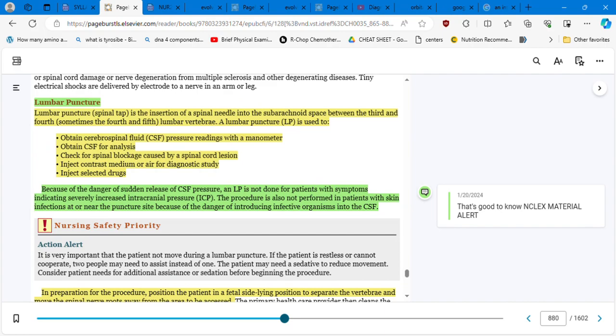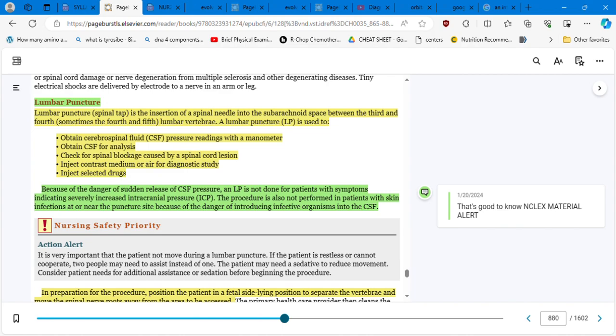So for NCLEX, from my exam one: lumbar puncture, spinal tap, is the insertion of a spinal needle into the subarachnoid space, which we analyzed in the first part of this nervous system assessment. We saw a video on that. It is done between the third and the fourth, sometimes the fourth and fifth lumbar vertebrae.